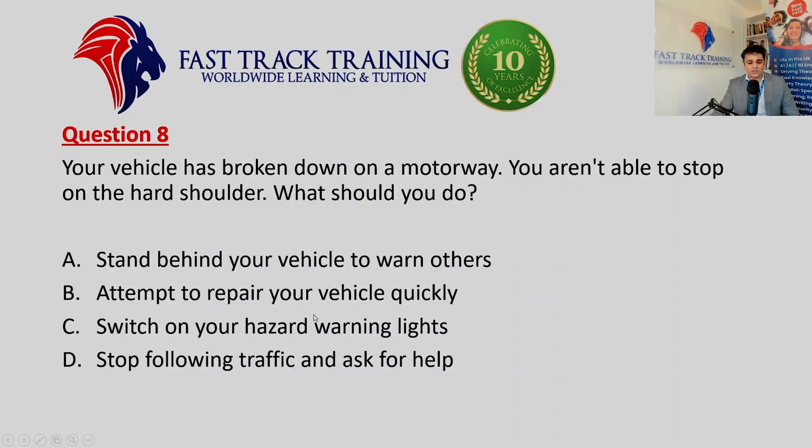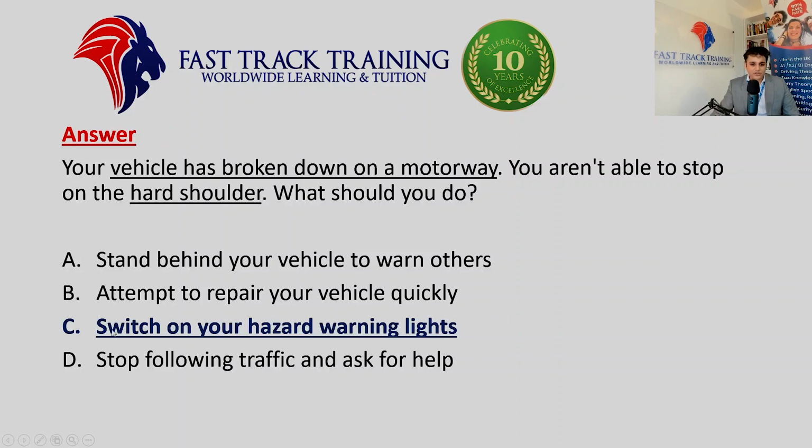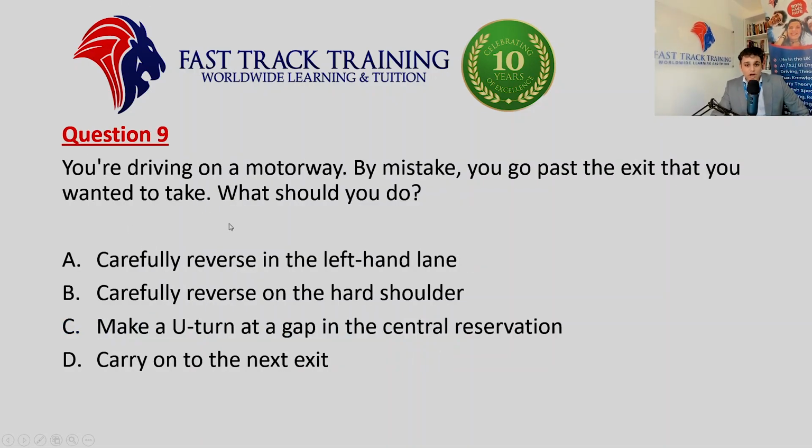Stand behind your vehicle to warn others. Attempt to repair your vehicle quickly. Switch on your hazard warning lights. Stop following traffic and ask for help. The correct answer is switch on your hazard warning lights. So if your vehicle's broken down on the motorway or on the hard shoulder, you can't go onto the hard shoulder, switch on your hazard lights, grip the steering wheel very firmly and try and move over to the hard shoulder.